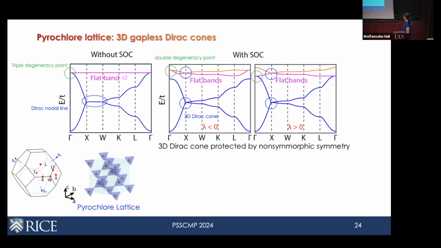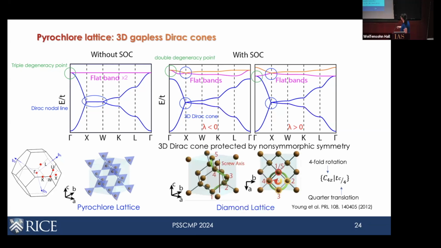And how do you see that? Pictorially, if you pick out the sites contained within the tetrahedra of the pyrochlore lattice, those sites form a diamond lattice. And the diamond lattice is very well known. There's a screw axis here. And the screw axis is composed of an in-plane 4-fold rotation with a quarter translation. And this non-symmorphic symmetry, which maps back to the pyrochlore lattice, is what guarantees that every band crossing here is gapless. It's a gapless 3D Dirac point.